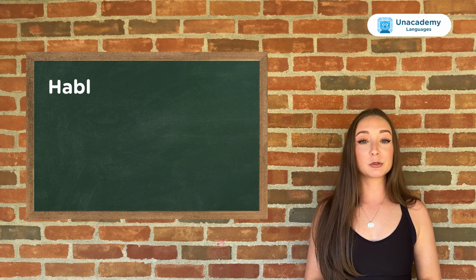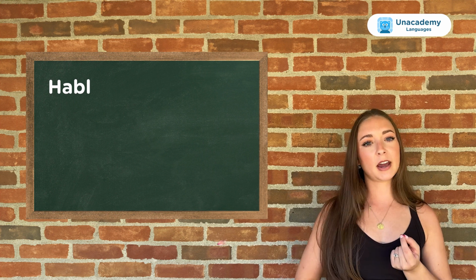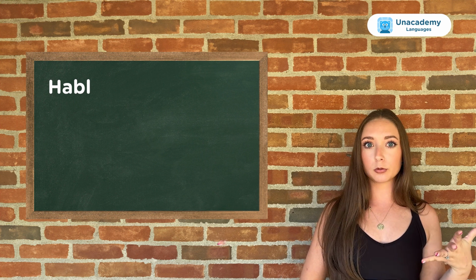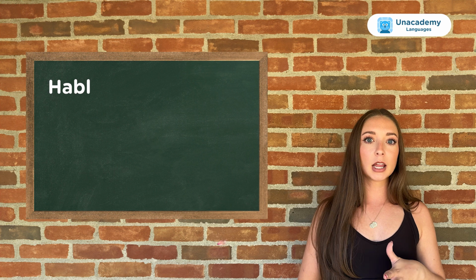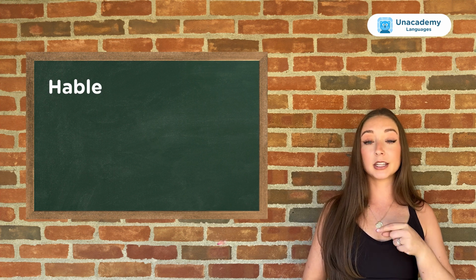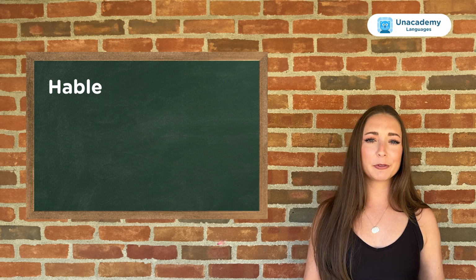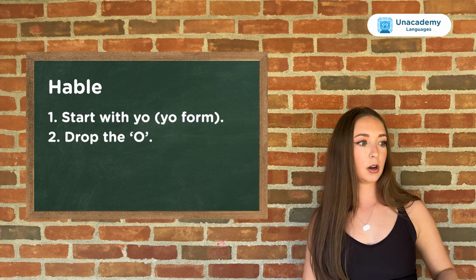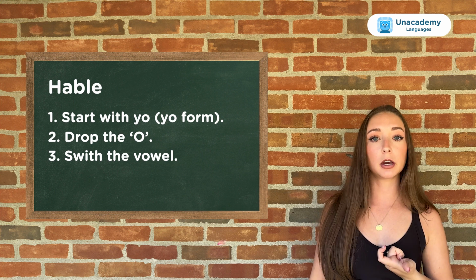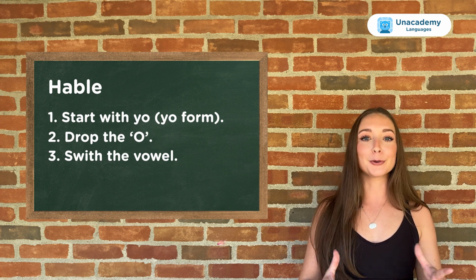So now, because we are commanding somebody to do something in a formal way, we have to switch the vowel so that it's no longer following the AR rules, but following the ER rules. So instead of habla, it would be hable with an E on the end. There's a little rhyme that I learned when I was in school to help you remember this. Start with yo, the yo form, drop the O, switch the vowel, and there you go. That is how you form formal usted commands.